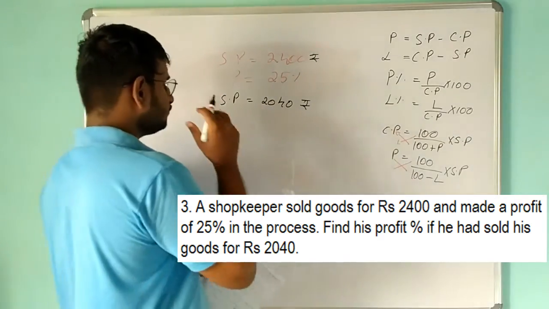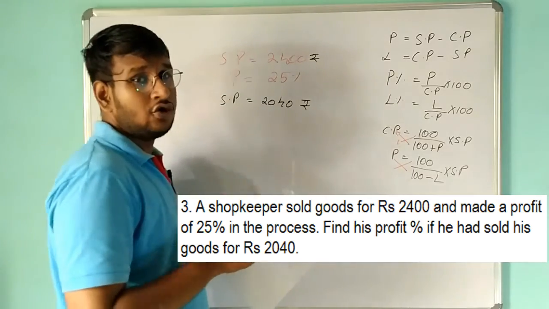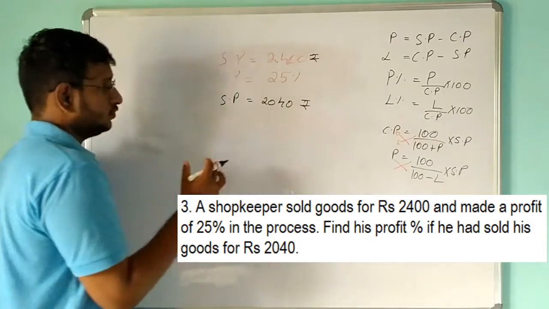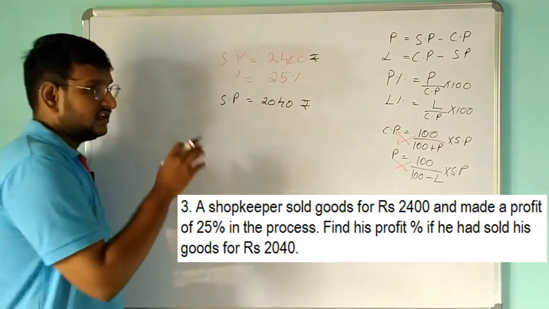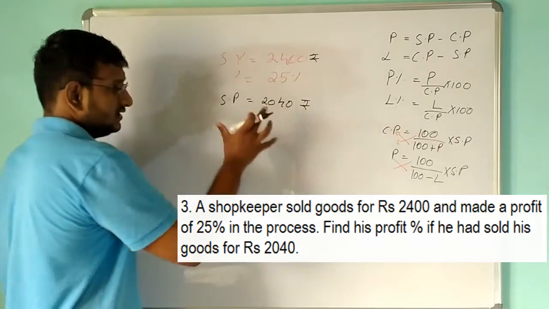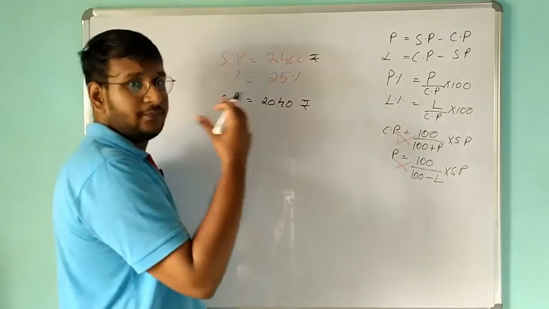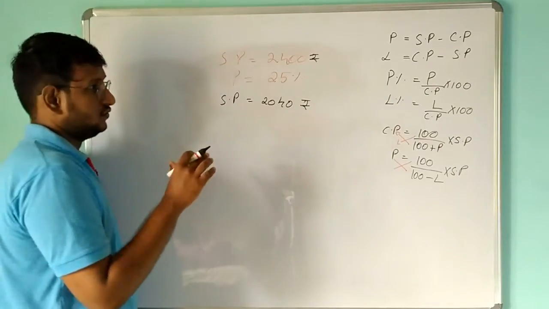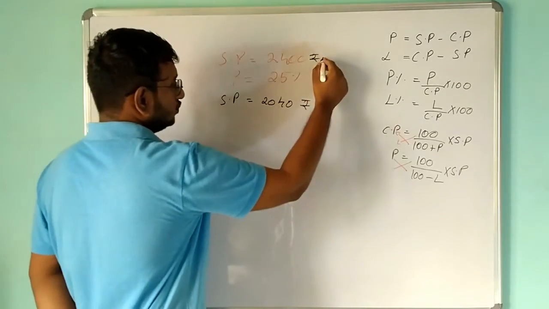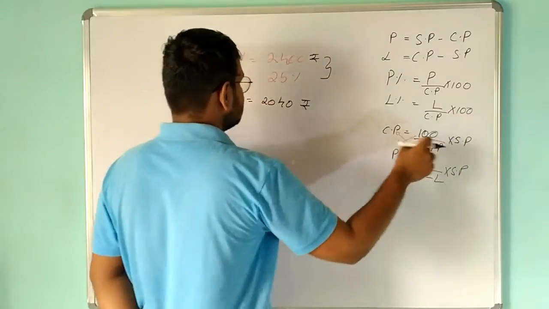In order to find that, we need to know what the cost price is. Only if we know the cost price, we can find the profit, and then we can find the profit percentage as well. So we are going to find the cost price. How can we find the cost price? We can use these two parameters and find the cost price by using the same formula.